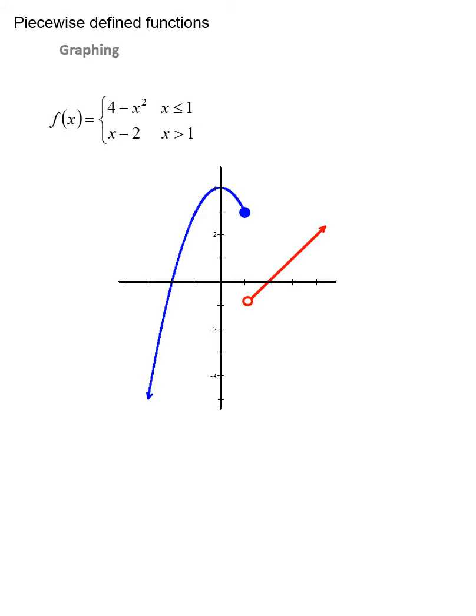Again, we don't often write the pieces of the piecewise defined function on the graph, and it's more appropriate to use one color or no color at all. And that completes the lesson on graphing piecewise defined functions.